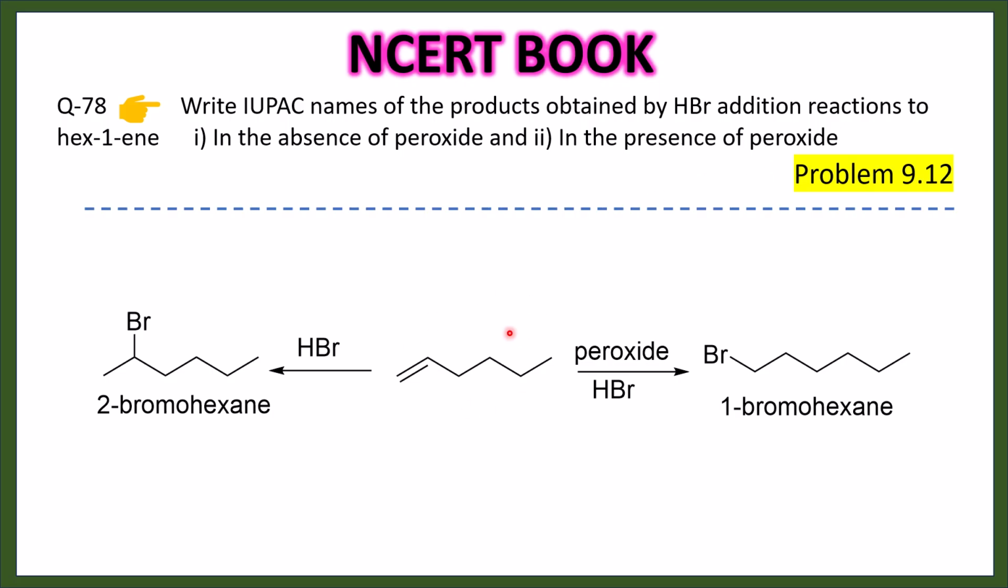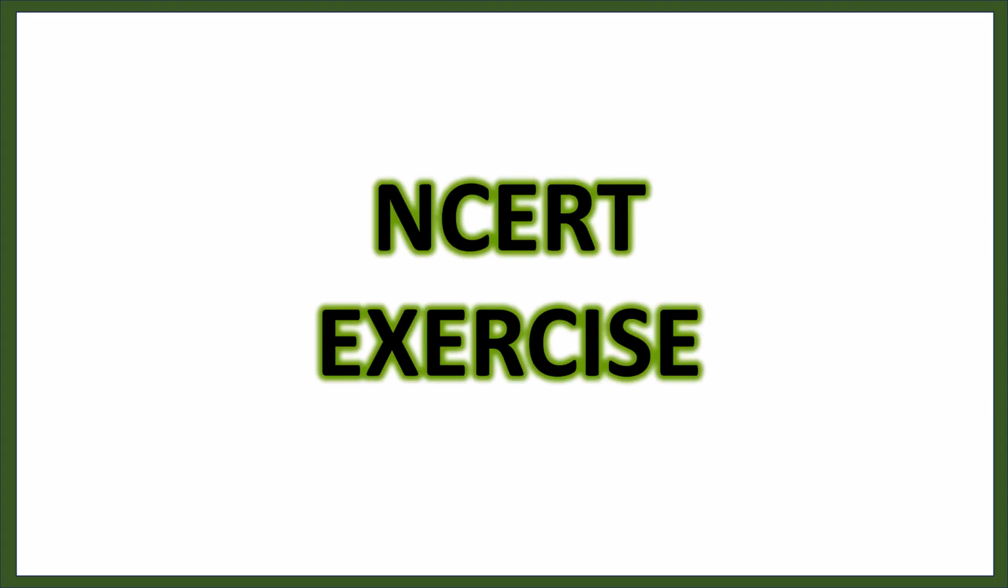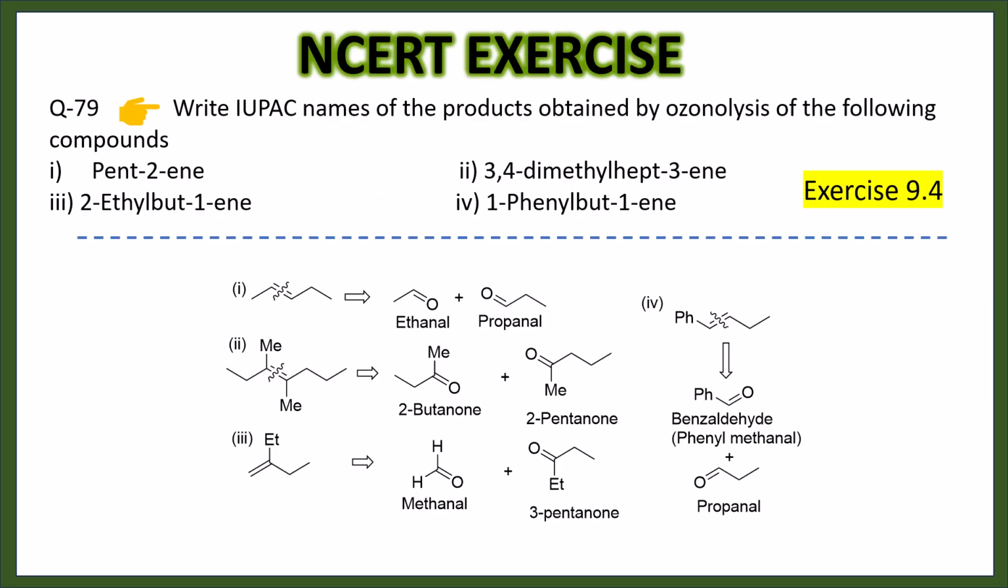We know that hex-1-ene in the presence of peroxide gives the terminal bromide, 1-bromohexane. In the presence of HBr only, with no peroxide effect, the Markovnikov product 2-bromohexane is formed. Now we will look at some more questions from the NCERT exercise.